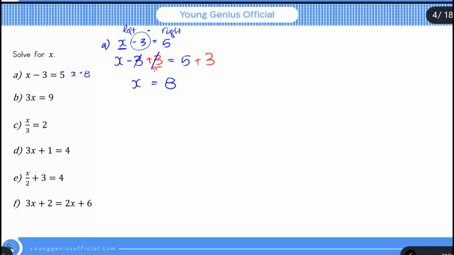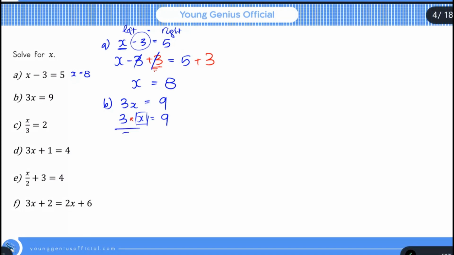Let's try the other one, where B says we're going to work with 3x being equal to 9. Now, it's important that you know that 3x can also be written as 3 multiplied by x, right? So 3 multiplied by x is equal to 9. And remember, we're trying to get x by itself, or we're going to try to move that 3 away from the side so that letters are on one side and numbers on the other side of the equation. So seeing that we're multiplying by 3 here, in order to get rid of 3, we'll have to do the opposite of the operation, which is divide.